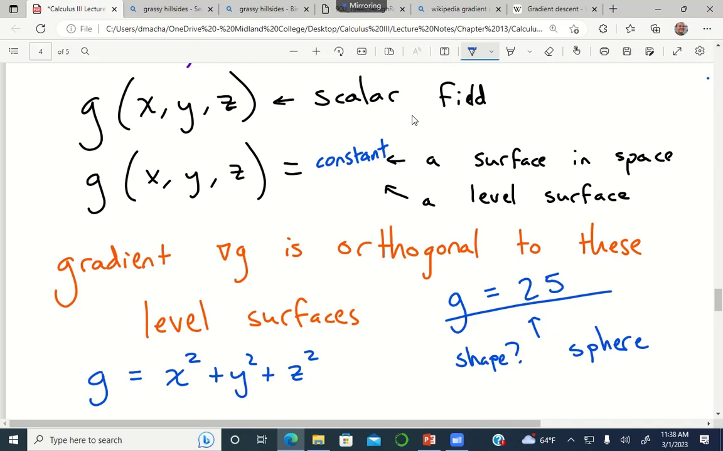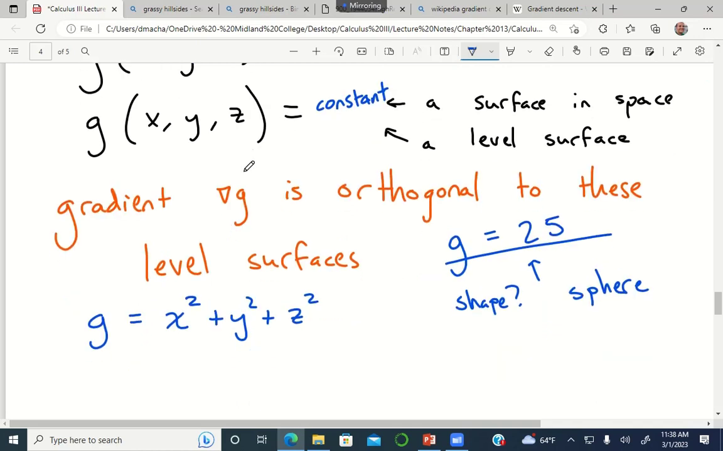And so, again, this function g is a scalar field, right? I'm saying you can choose any point in 3D space and I'll tell you a value of g. But if I actually set this multivariable function equal to a constant, like I set g equals 25, then that describes a level surface. In this case, the surface has the shape of a sphere. All the points along the sphere have the same value of the function, the value 25.